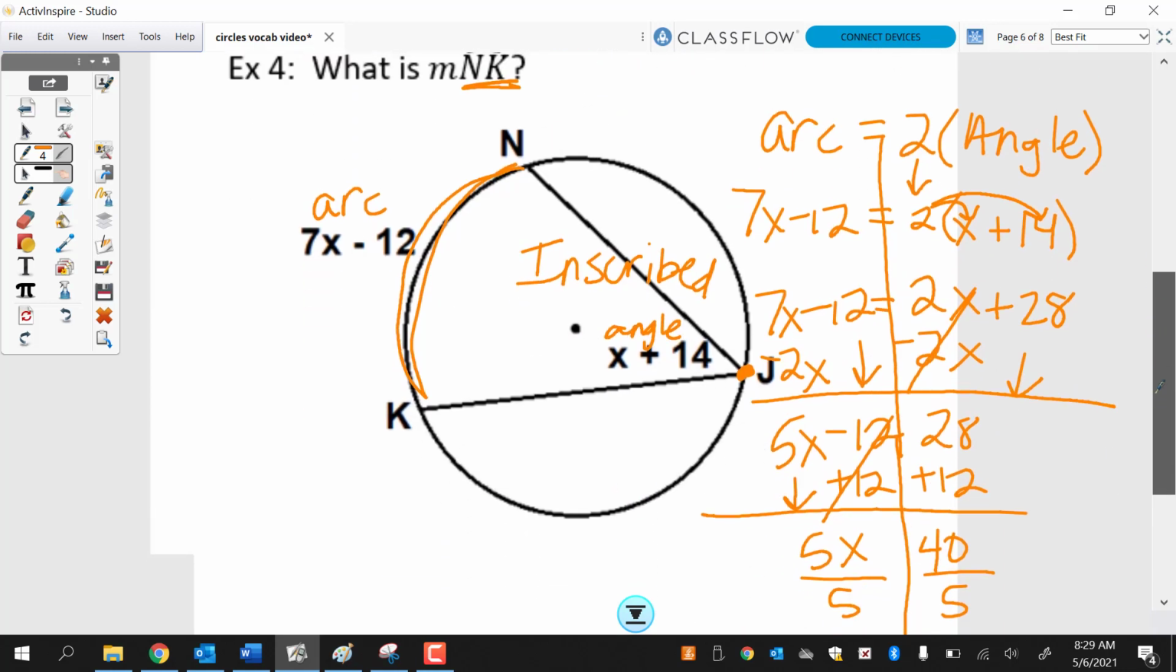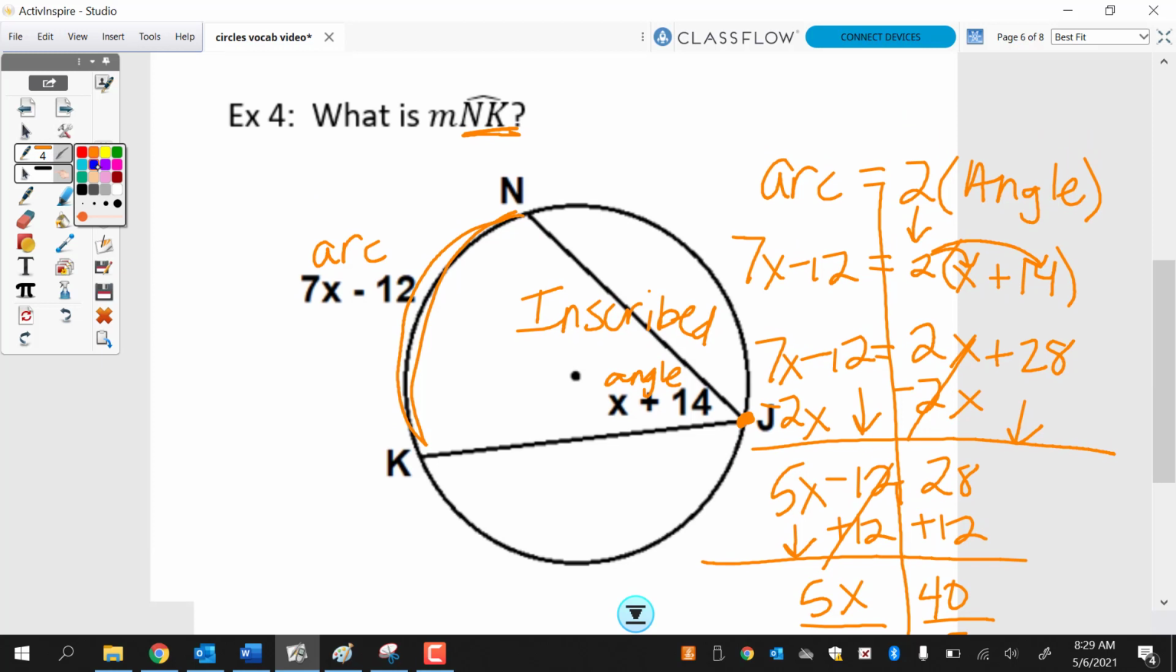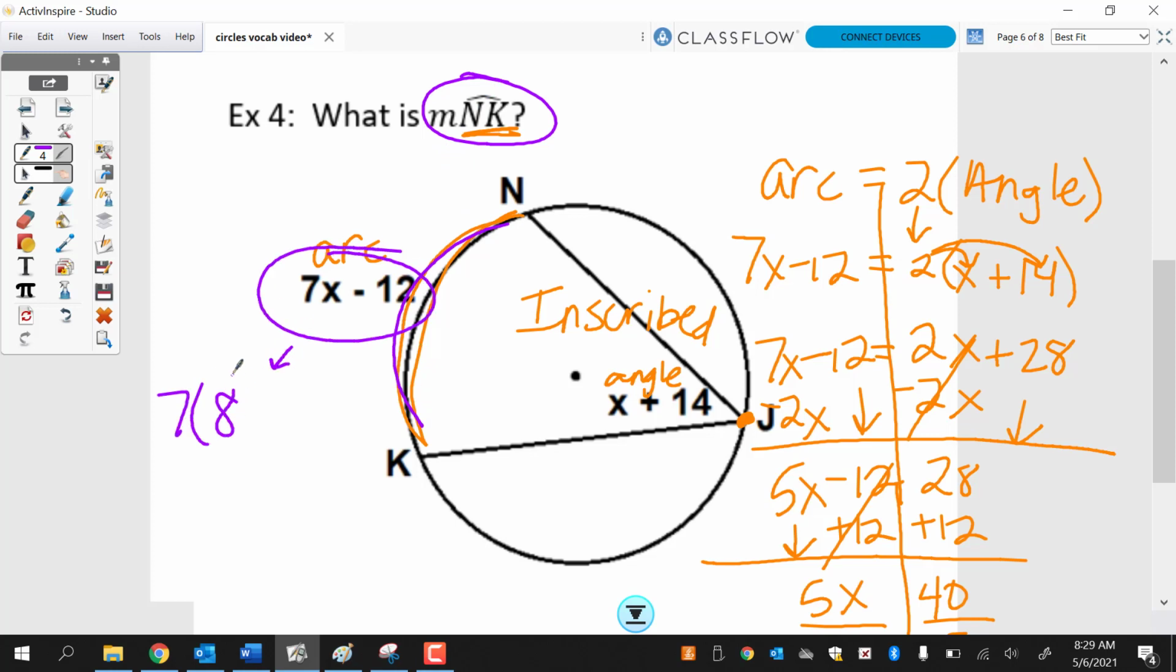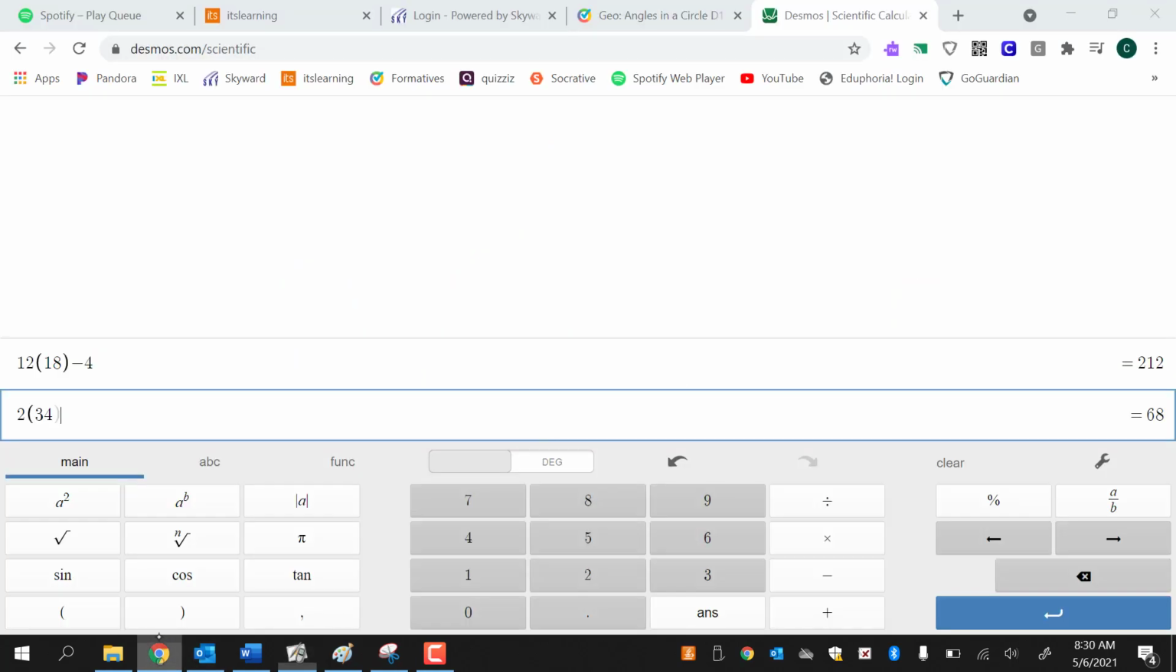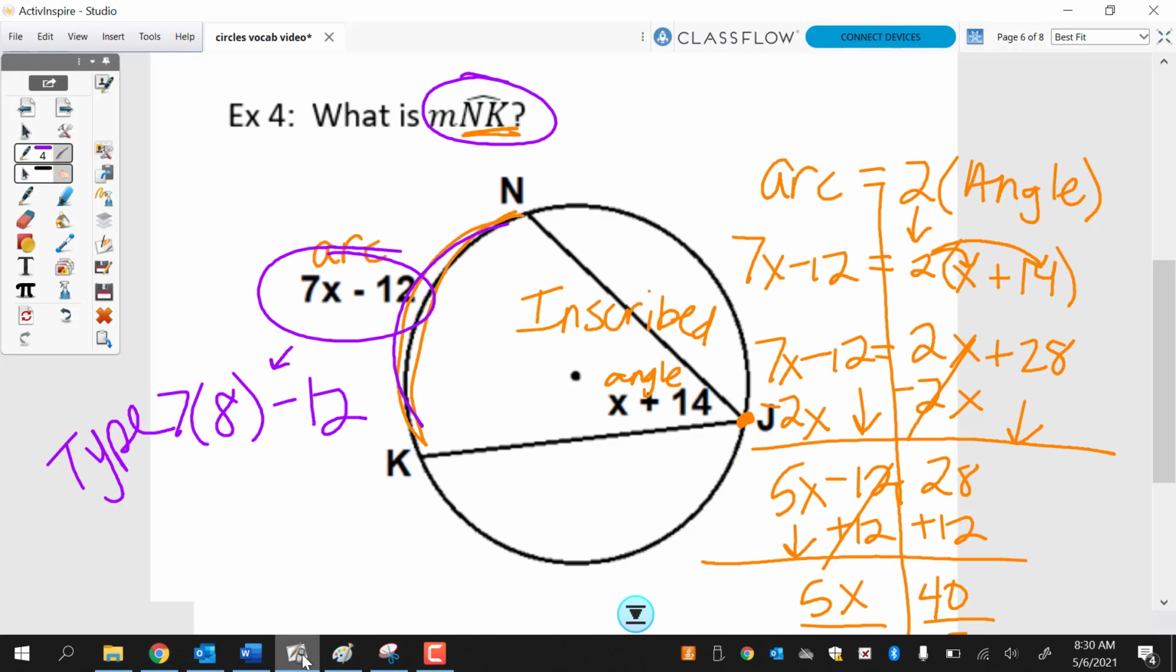Did it say solve for x, or did it say plug it back in? Well, this one said gotta plug it in. So I gotta plug it into NK, which is out here. So I'm gonna plug it in: 7 times 8 minus 12. We type that in Desmos. 7 times 8 minus 12 is 44. So final answer is NK, the arc, equals 44 degrees.